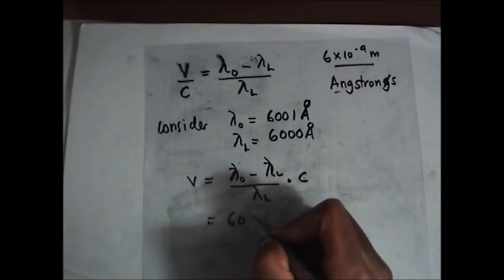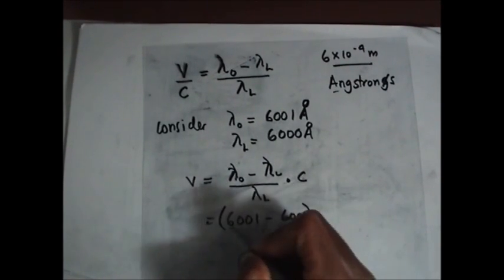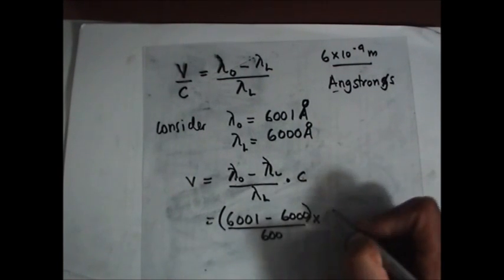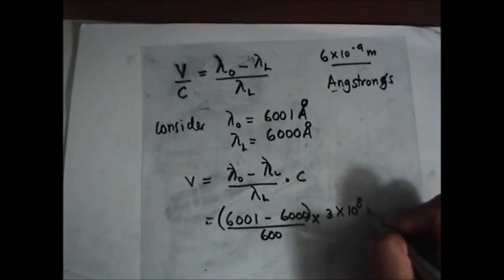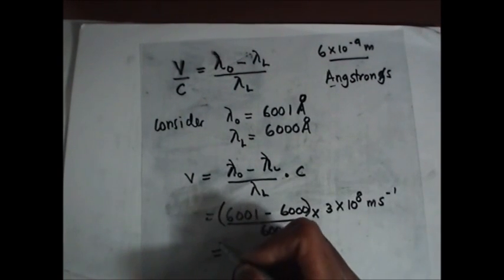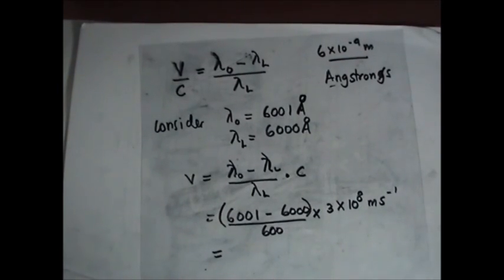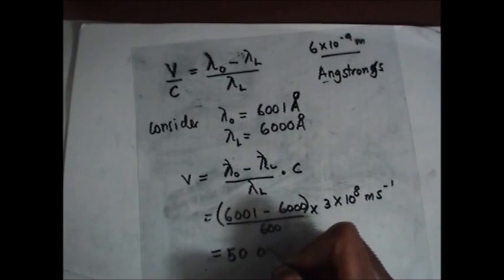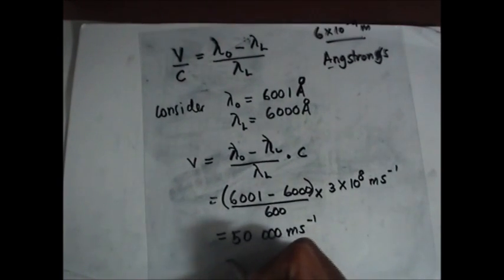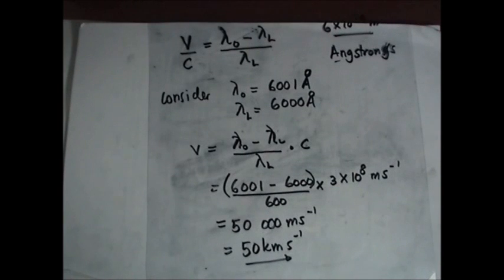This will be equal to 6001 minus 6000, all over 6000, multiplied by C, which is 3 times 10 to the power of 8 meters per second. When you calculate this, you are going to get 50,000 meters per second, which is basically equal to 50 kilometers per second. So this object is moving extremely fast, at 50 kilometers per second.